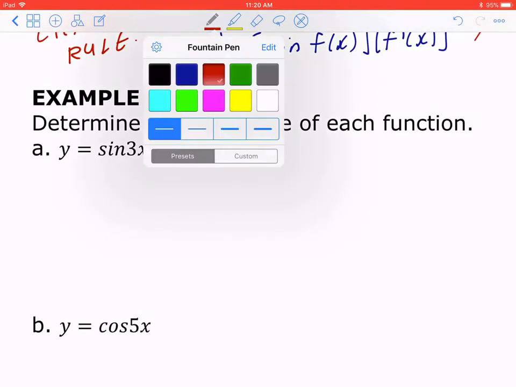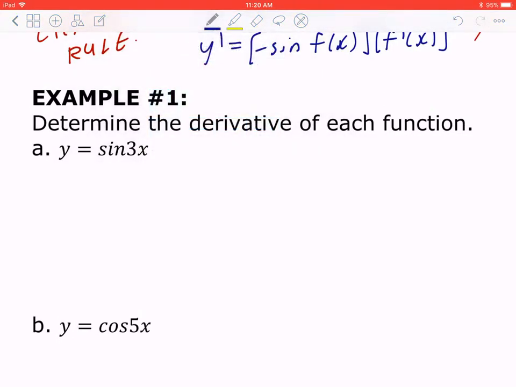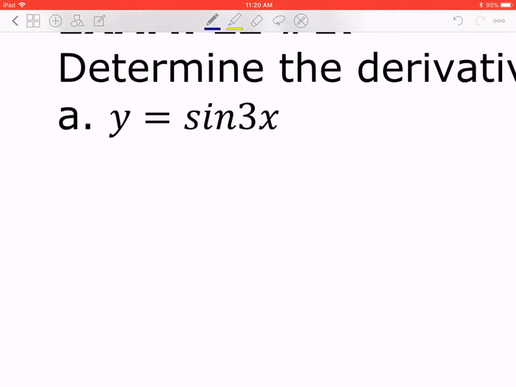Now, let's continue with example number 1. It's not enough to understand the rules. Ultimately, you need to know how to apply them. So for number 1, it says y equal to sine of 3x, and they're asking you to find the derivative. So again, y prime equals cosine 3x times the derivative of 3x, which is 3. And again, I'll put brackets around there.